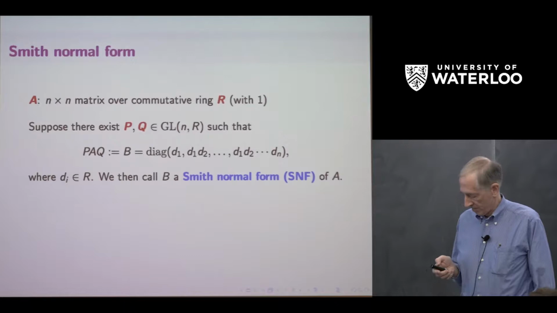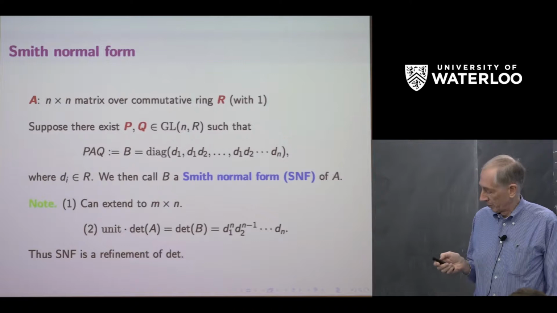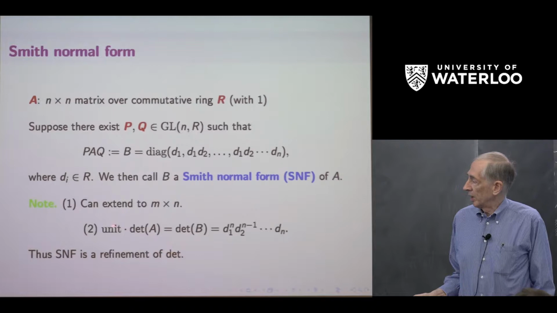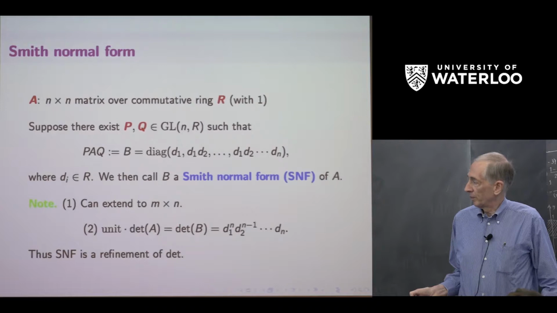Okay, so the natural question to ask is, when does it exist and how unique is it? I mentioned before, we could do it for rectangular matrices. And also notice if we take the determinants on both sides here, the determinants of P and Q are units, so a unit times the determinant of A is the product of these diagonal elements. So we get this refinement of the determinant of A, the kind of factorization induced by the Smith normal form.